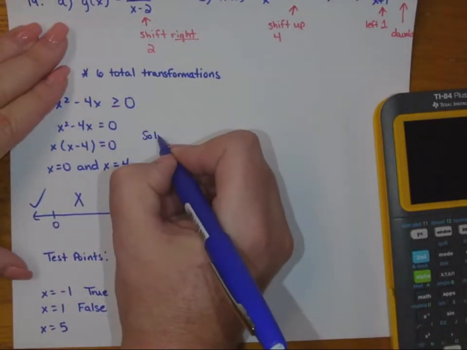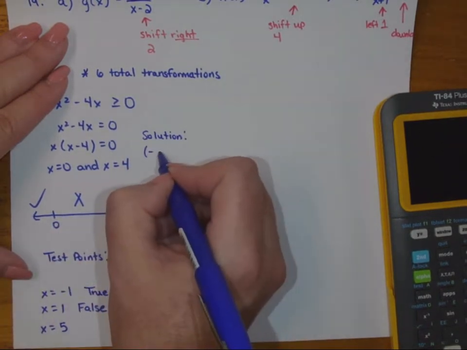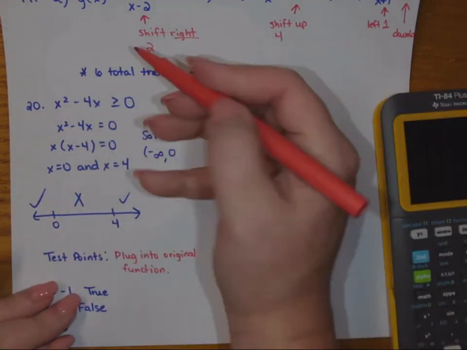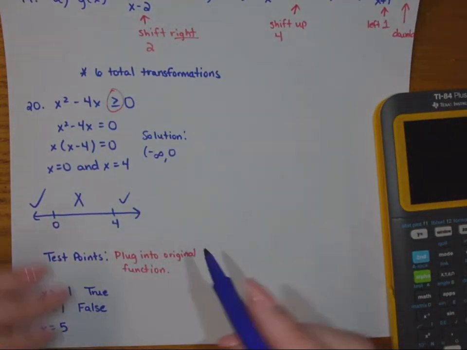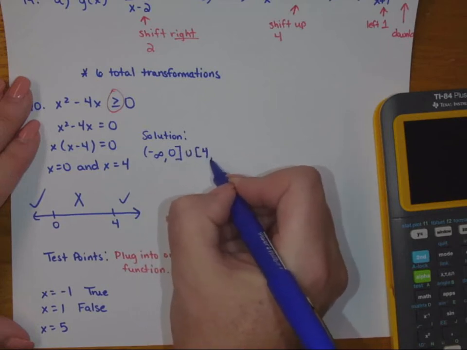So then the solution, as I'll want to see it on the test, is read the number line, what you have. So it's -infinity to 0. And then you go back up here and see if you have greater than or equal to or plain old greater than. I have greater than or equal to, so it's a bracket. And then 4 to infinity.